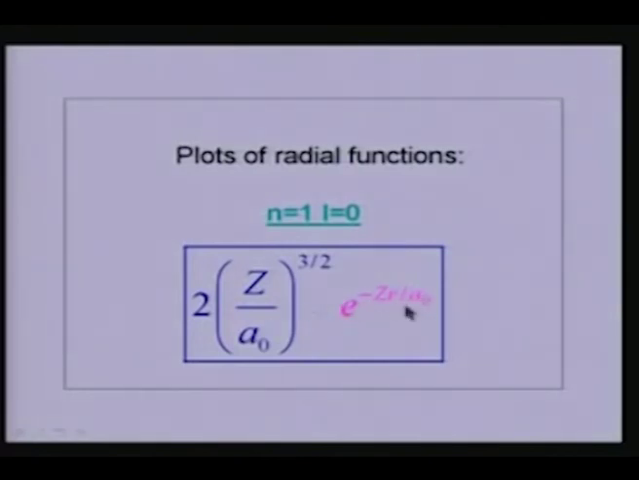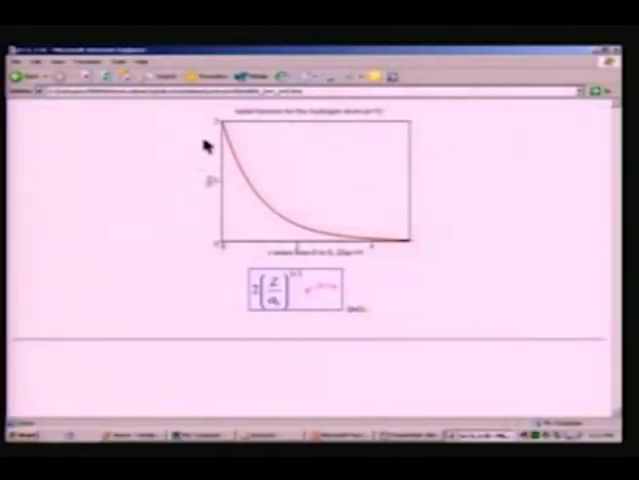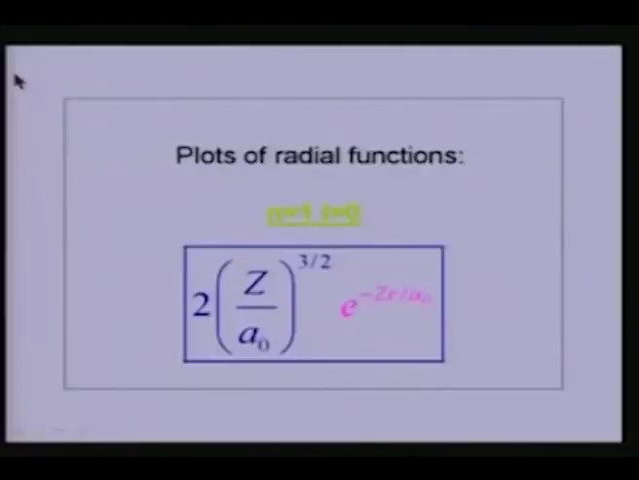Let us just quickly look at the plots of the radial function, namely the exponential minus r by a naught in this case. How does it look for the radial n equal to 1 and l equal to 0 case? The radial part, if I plot this as a function of r, you see it is a straightforward exponential. There is nothing else, and as r by a naught goes to something like 5 or 6, this wave function goes to 0.